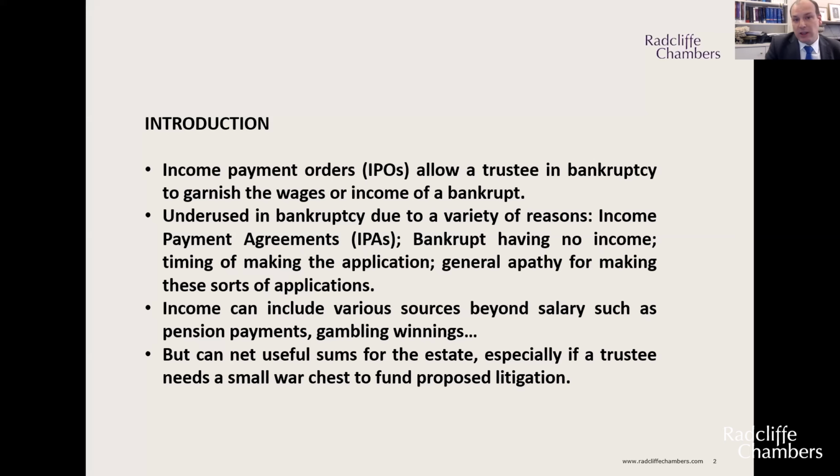The bankrupt might simply have no income. Obviously, if they're bankrupt, their debts exceed their assets, and it might be that they simply lost their job, or there may be general apathy for actually making the application on the part of the trustee. So the problem with income payment orders, as we'll discuss, is they have to be made rather speedily, within usually a year before the discharge of the bankrupt.